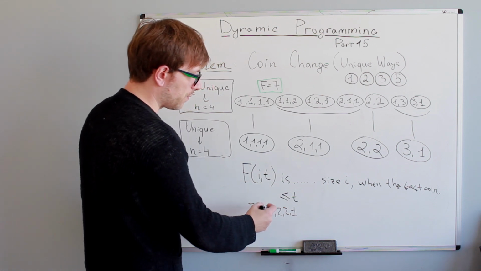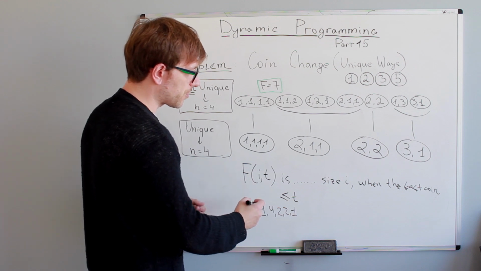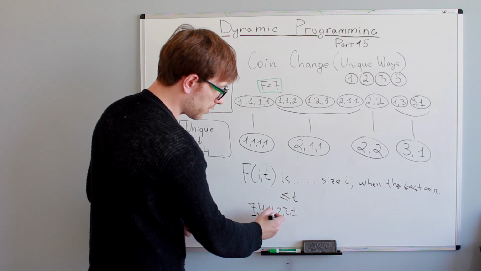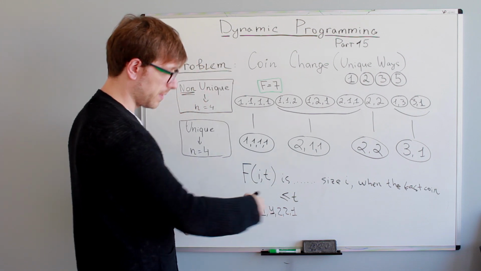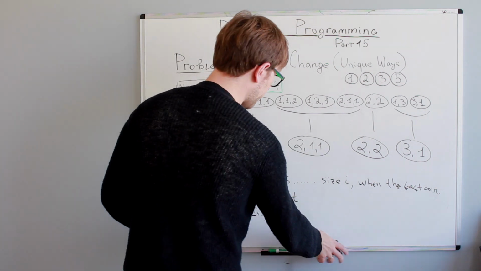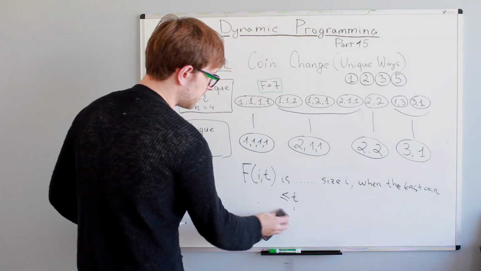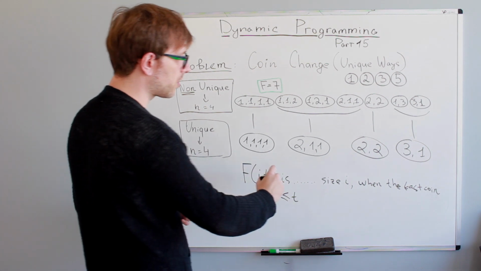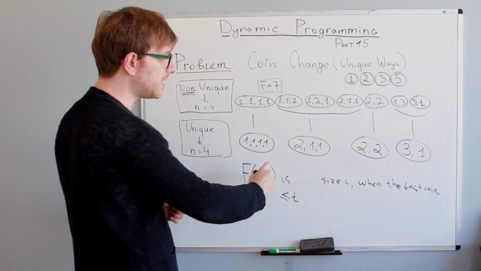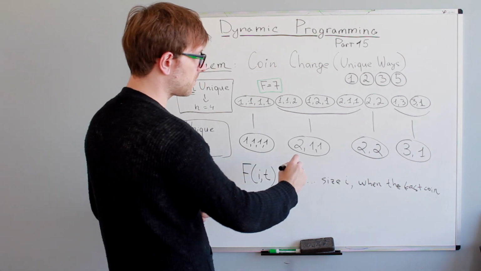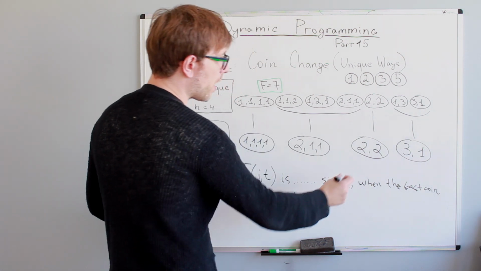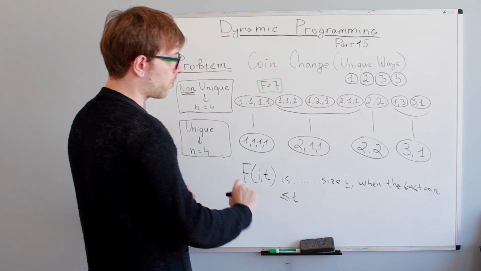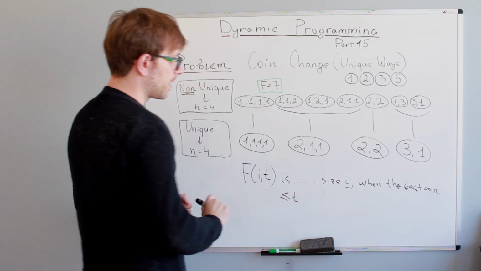Now again, 4 is t. What can we return? We can return either 4 or less than 4. So we return 4. And so on. Okay, I hope it makes sense. So this is our objective function. F of i,t is the total number of ways to make a change, the unique number of ways to make a change of size i when the last coin is less than or equal to t.